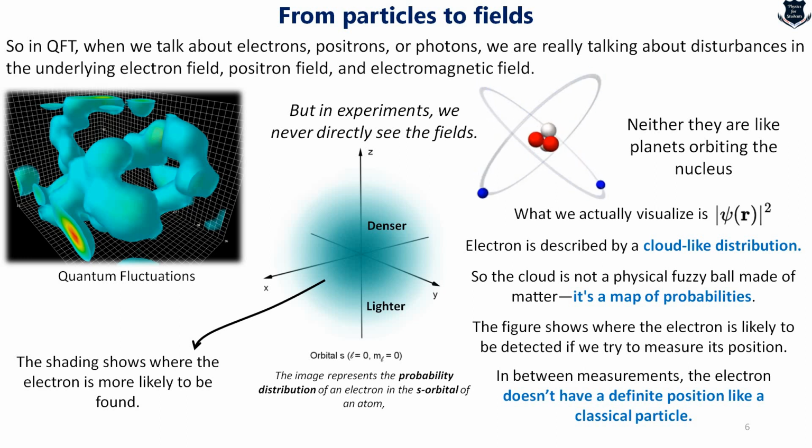So what we see in experiments are neither quantum fluctuations nor things moving around, but just a cloud of distribution, which gives us a probability of where the electron would probably be.